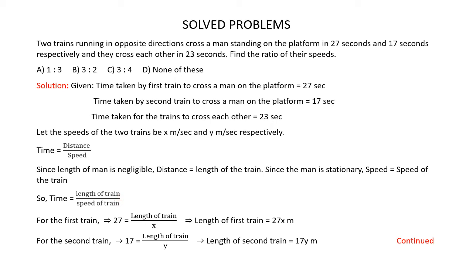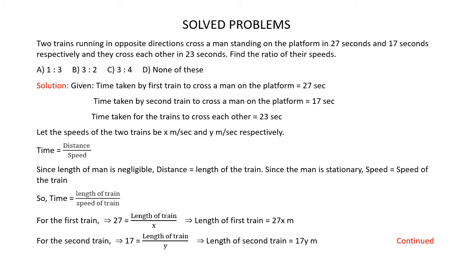Now for the first train, it's given that time is 27 seconds. We have assumed that the speed of the first train is x meters per second. So let's substitute these in this formula. So for the first train, 27 is equal to length of the train divided by x. So length of the first train is equal to 27x meters.